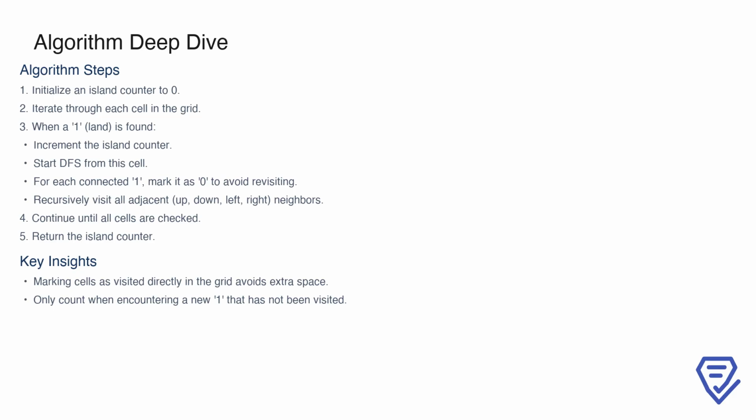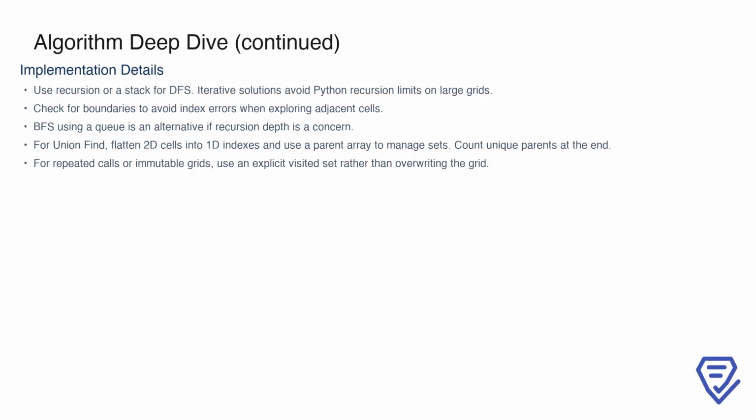The key benefit of marking in place is memory efficiency. We don't need a separate visited matrix, making our code cleaner and faster. In terms of implementation, we can choose either recursive DFS or an iterative approach with an explicit stack. Large grids may exceed Python's recursion depth, so be cautious. Always check boundaries before visiting neighbors to avoid out-of-range errors.